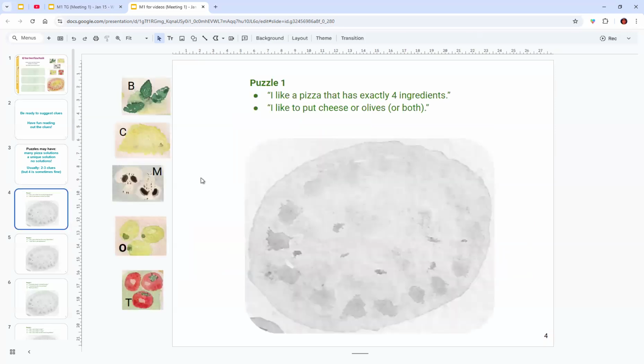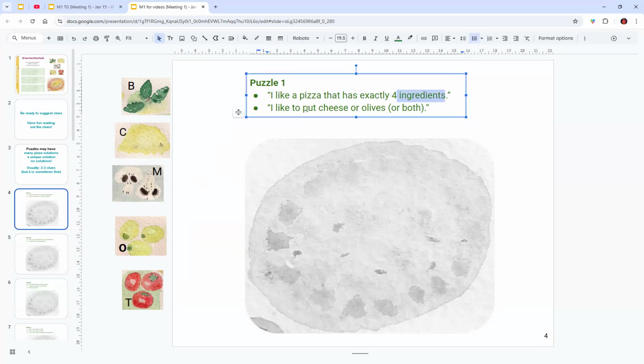Let's analyze some clues, and in the teaching guide, you can see the full solutions to these examples of puzzles that you could anticipate kids to build. Let's say some group could have done this puzzle. I like a pizza with exactly 4 ingredients. And then I like to put cheese or olives or both. Notice that if we have 4 ingredients, then we have to put cheese or olives, just because we have 5 ingredients overall. So if we're going to include 4, we have to put this.